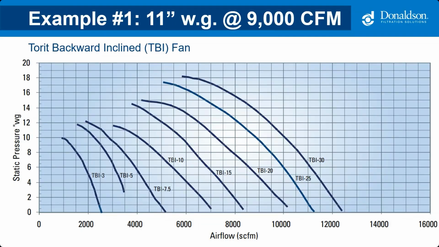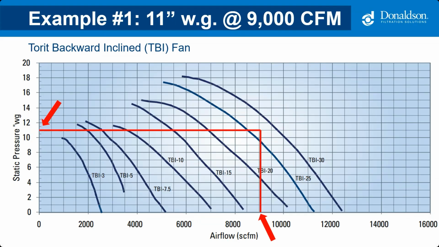I'm going to go with a machine-mounted direct drive fan. This one in particular is one of those Donaldson TBI backwardly inclined fans. To size the fan, we use the system static pressure of 11 inches water gauge and the airflow of 9,000 CFM, and we line those two factors up. You can see the fan curves on this chart, which tells us the effective range of each fan size.